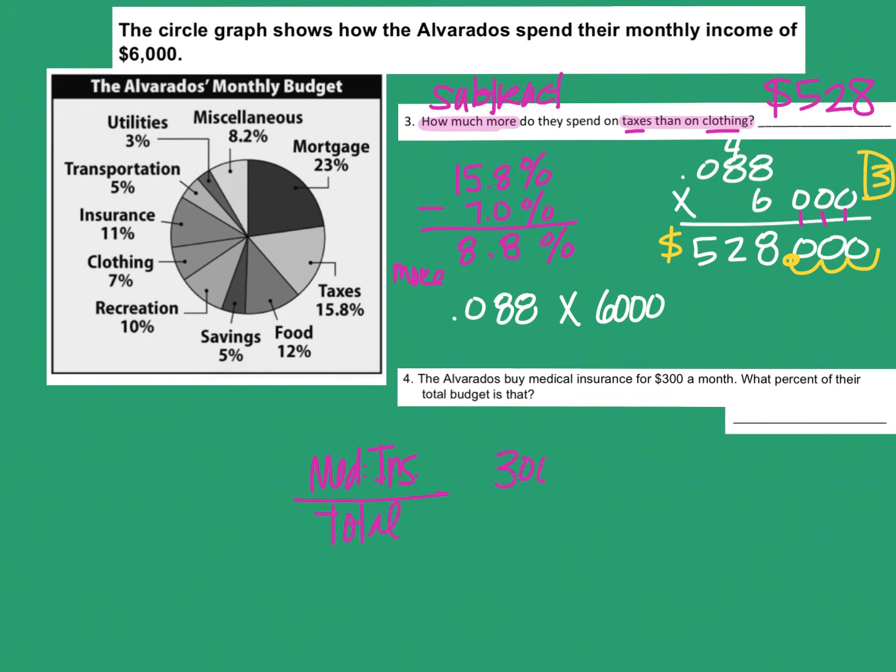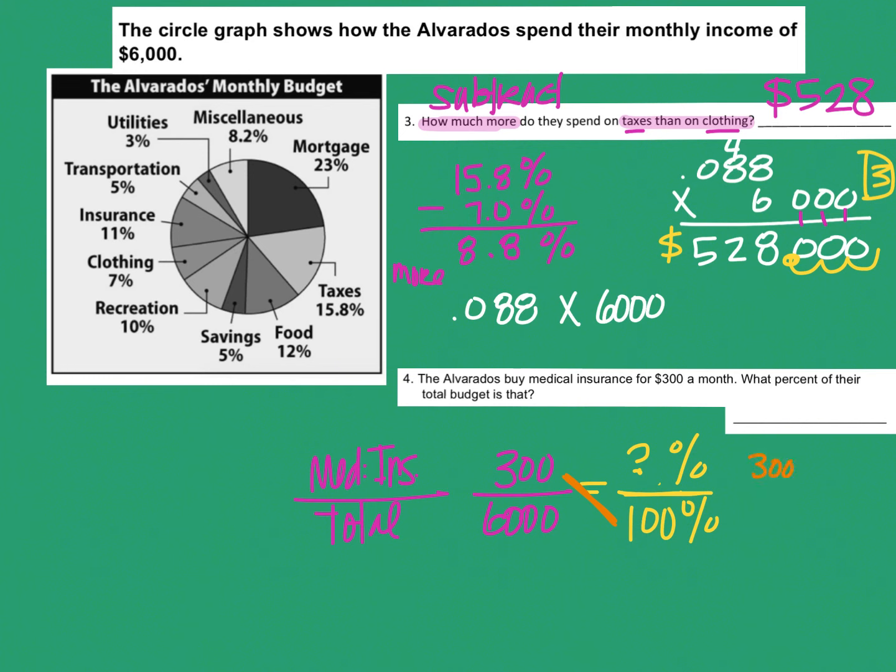So $300. Their total monthly income, remember, was $6,000. Now, if I'm doing this as a percent, what I'm going to have to do is say, hey, I don't know the percentage. If you don't want an X, you could also put a question mark. Some people like the letter. But what percent out of all their budget, 100% of their money, is spent on medical insurance? Okay, to solve this, I would cross multiply and then divide.